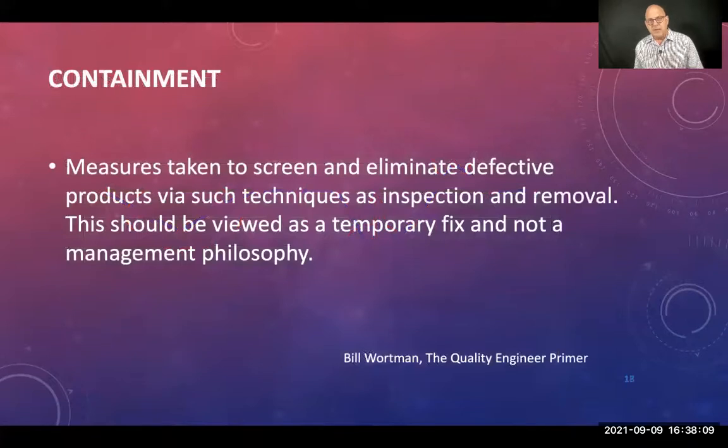When I talk about containment, whenever we have a problem like that, we want to contain it to make sure that it doesn't go anyplace else. So here's a definition from the Quality Engineer Primer from the American Society for Quality. Containment are measures taken to screen and eliminate defective products via such techniques as inspection and removal.